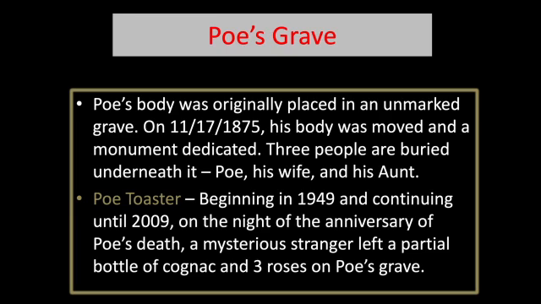Now, in 1949 and continuing until about 2009, on the night of the anniversary of Poe's death, a mysterious stranger would leave a partial bottle of cognac and three roses on Poe's grave every single year. And for some reason it stops in 2009. We can only imagine perhaps the person who was doing it every year finally passed on, but it was 60 years of wondering, who is this mysterious stranger?